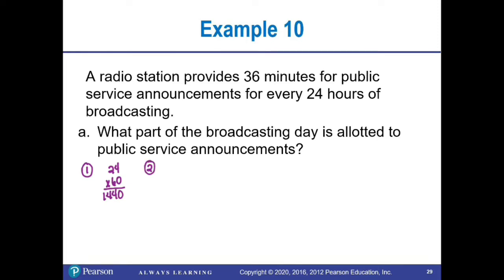Then second, I look at my fraction. The part of the day that's allotted for public service announcements is 36 minutes, divided by 1,440 minutes total. Simplify your fraction. 12 goes into 36 3 times, and 12 goes into 1,440 120 times. This fraction will simplify further. 3 goes into itself 1 time, and 3 goes into 120 40 times. And so our answer is 1/40 of the day.